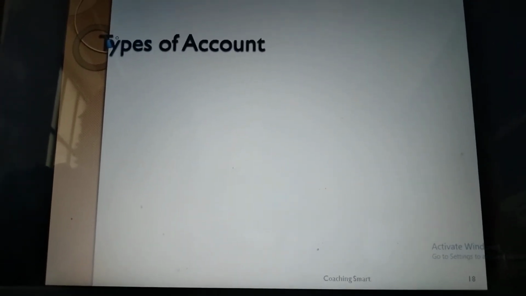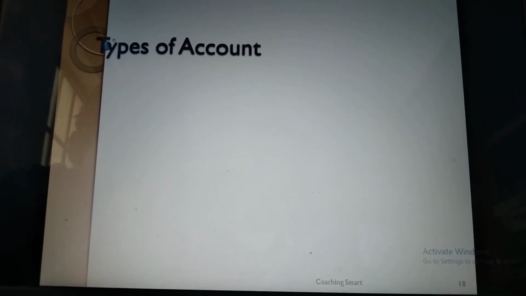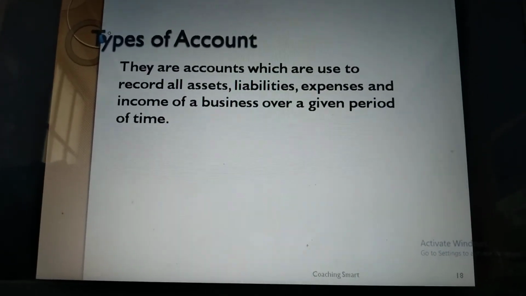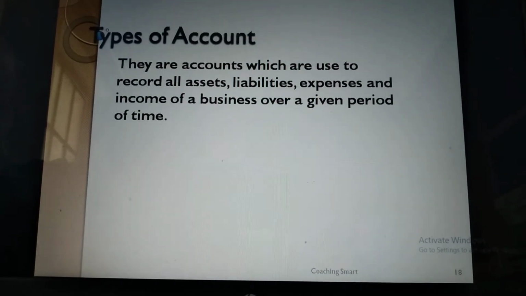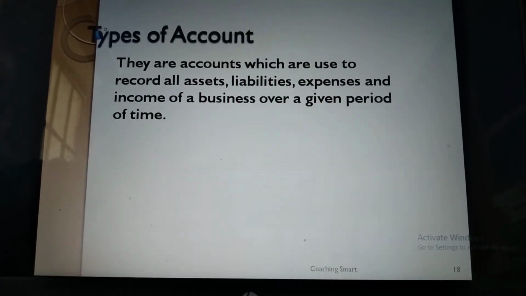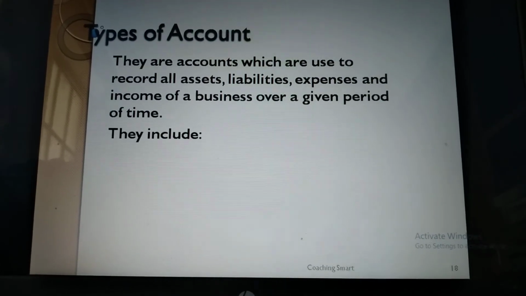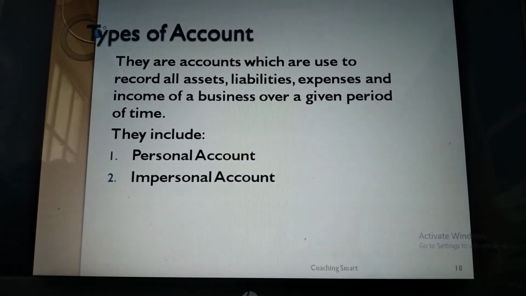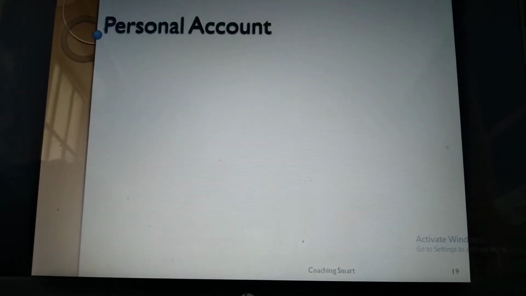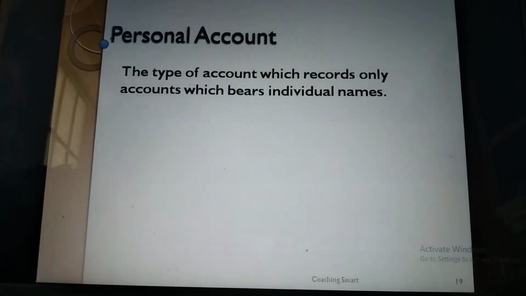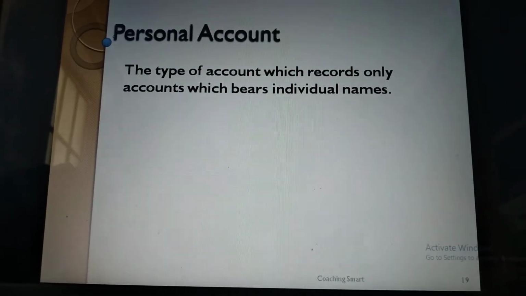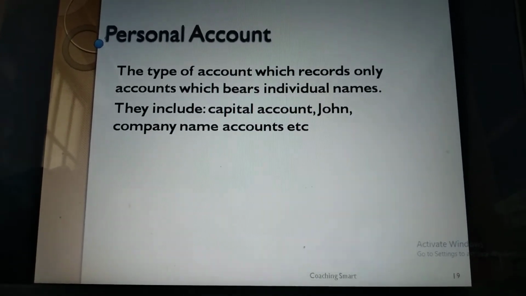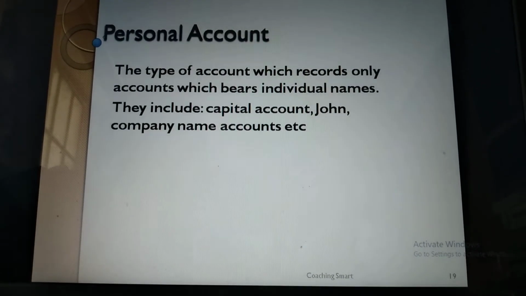Now, types of account. Another critical pillar in account. They are accounts which are used to record all assets, liabilities, expenses, and income of a business over a given period of time. They include 1, personal account, 2, impersonal account. Now, what do you mean by personal account? They are type of account which records only accounts which bear individual names. For example, they include capital account, joint company, name accounts, etc.